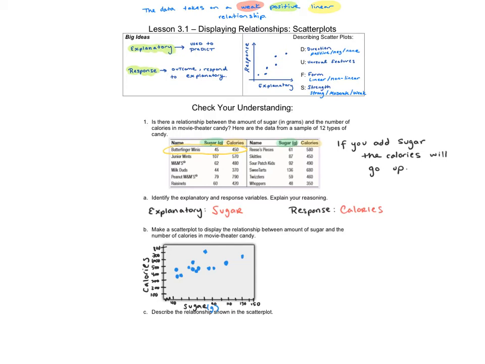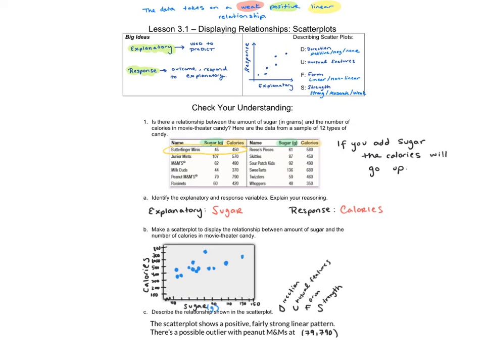Okay, so now we're going to describe the relationship in the scatter plot. Now remember, anytime you describe a scatter plot, you need to hit 4 things: direction, unusual features, form, and strength. So think about DUFS. So I'm going to write in my sentence. The scatter plot shows a positive, fairly strong linear pattern. There's a possible outlier with peanut M&Ms at 79, 790. So that makes sense because you get more calories from the fat and the peanuts.